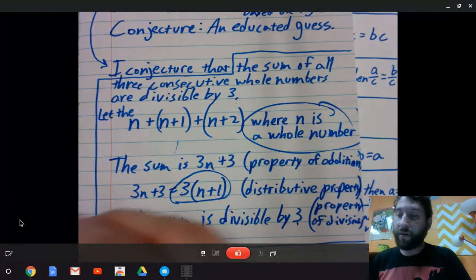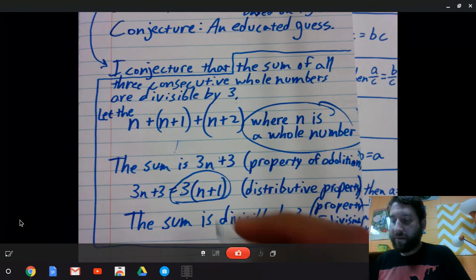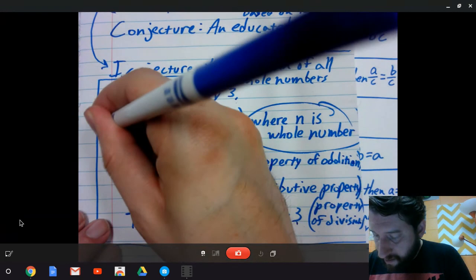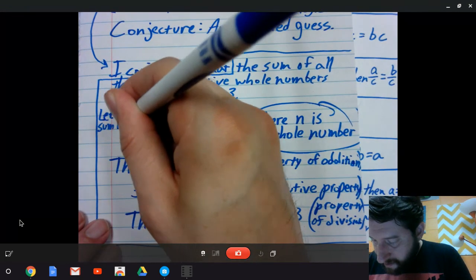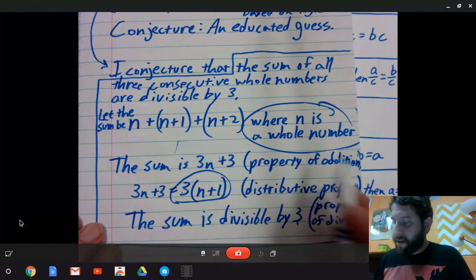People like to use the word let in proofs. If you want to introduce something into a proof, you say let. So let the sum be n plus 1 plus n plus 2, where n is a whole number.